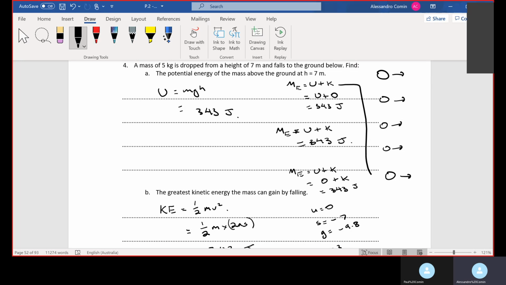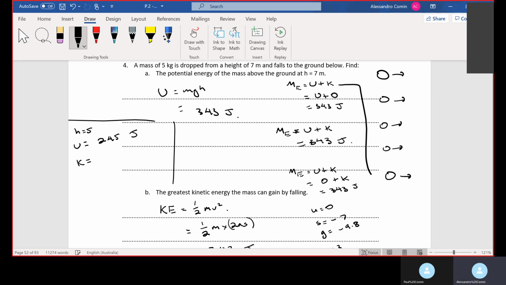We'll do an example. Let's calculate the energy of the ball at h equals 5. So I'll just section this off. If h is equal to 5, that means that U is going to equal mgh. So 5 times 9.8 times 5, that's going to equal 245 joules.